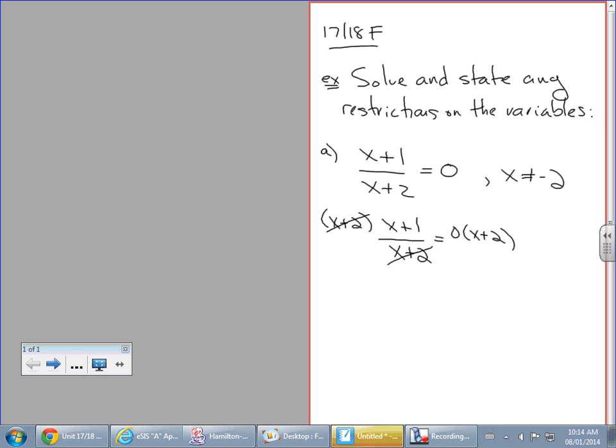Once you've done that, now you solve. You're left with x plus 1 on this side. On the other side, we have 0 times x plus 2. 0 times anything is 0. So the answer to your question is x is equal to negative 1, and your restriction is x cannot be equal to negative 2, because if it was equal to negative 2, then you divided by 0, which wasn't allowed. Okay? So this is essentially what you're going to do with every single rational equation.